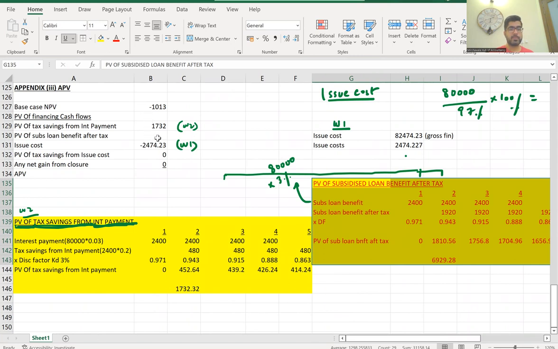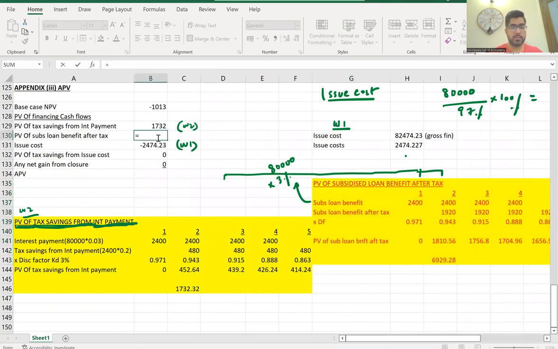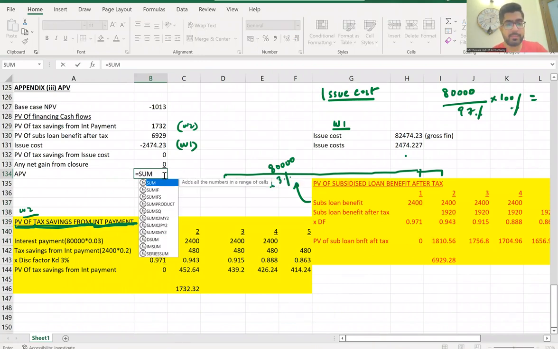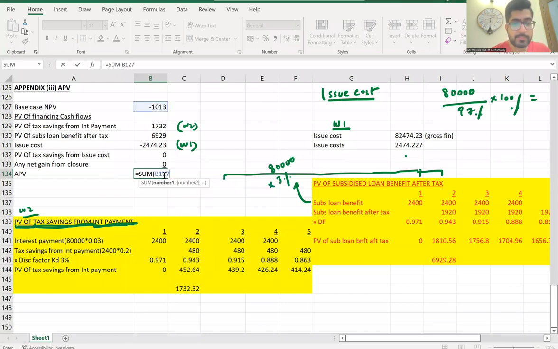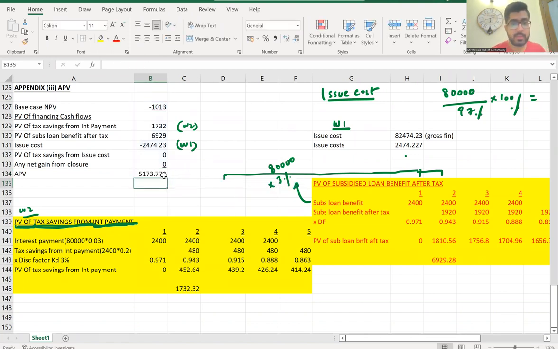Write it here. Present value of subsidized loan benefit after tax is an inflow. 6,929. And once you net them all, base case NPV negative, B127 till you got to B133. Net them all. APV is 5173 positive. Okay.